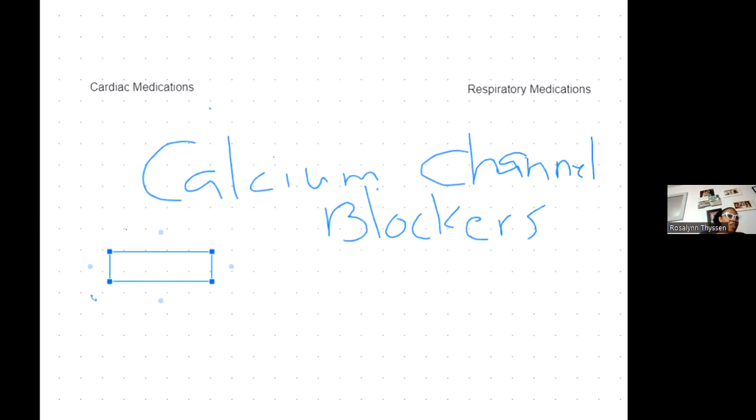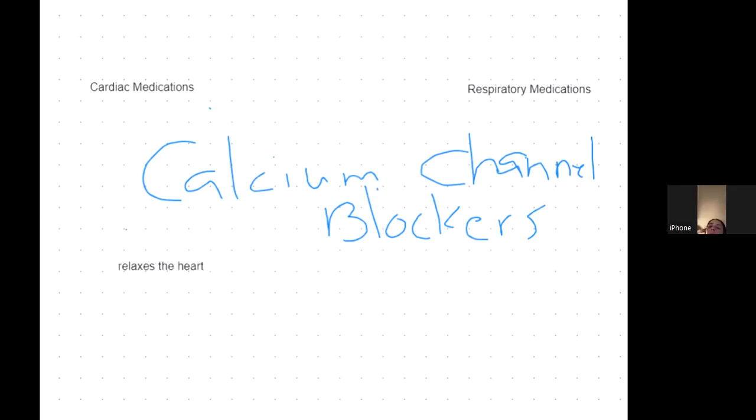So beta blockers are good for chest pain. Calcium channel blockers are also good for chest pain. It's going to relax the heart. Okay, so question, what are some of the side effects? Constipation. And again, those same low blood pressure type of side effects as well. Dizziness, all that kind of stuff.